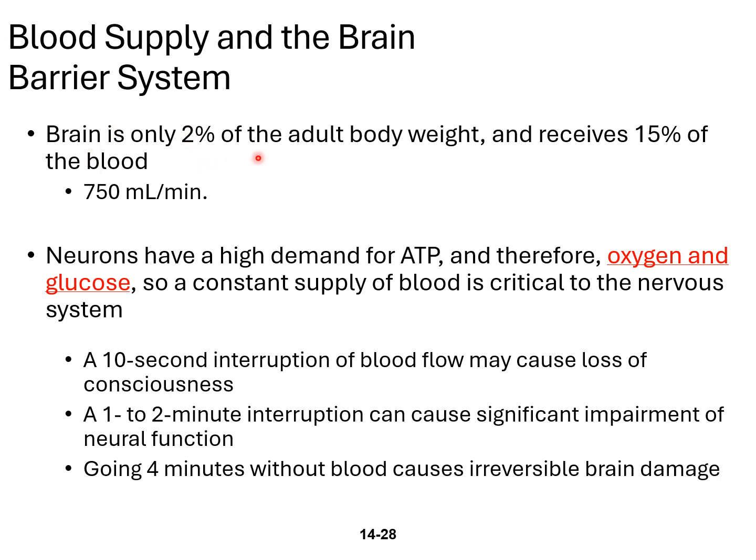So, the blood supply and blood-brain barrier. The brain is only 2% of the whole body weight, but it receives 15% of the blood. The neurons have a high demand for ATP and therefore oxygen and glucose. So a constant supply of blood is critical to the nervous system. With 10 seconds of interruption of blood flow, you would lose consciousness. 1 to 2 minutes of interruption can cause significant impairment. Going 4 minutes without blood can cause irreversible brain damage. So when we look at circulation in A&P 2, it's very important that most of the blood, 15% of it, goes directly to the brain.